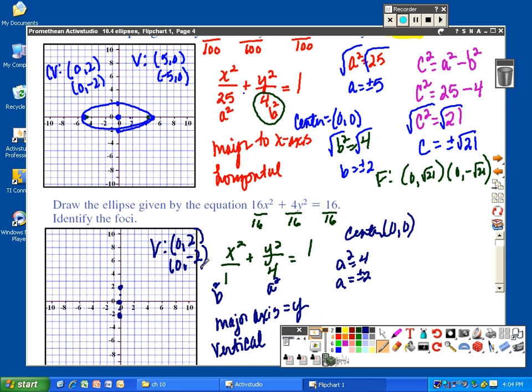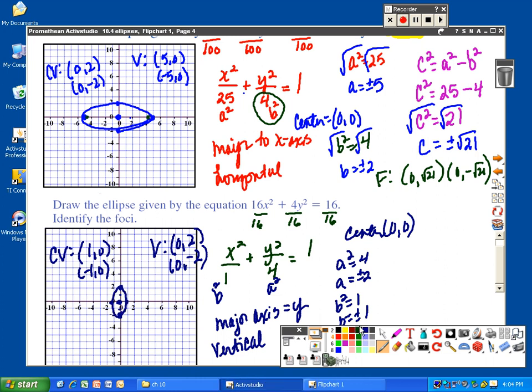B squared is 1, so that makes b plus or minus 1. Since my major axis was y, my minor axis will be x. So I will move plus or minus 1 horizontally from my center. Plus 1, minus 1. So my co-vertices are (1, 0) and (-1, 0). And I should be able to draw my ellipse.